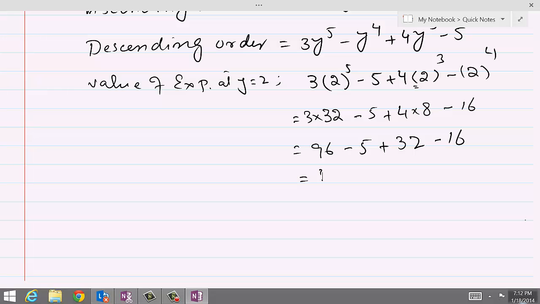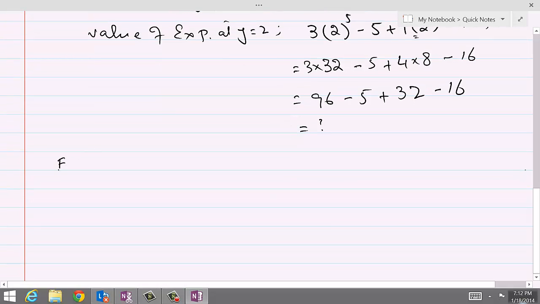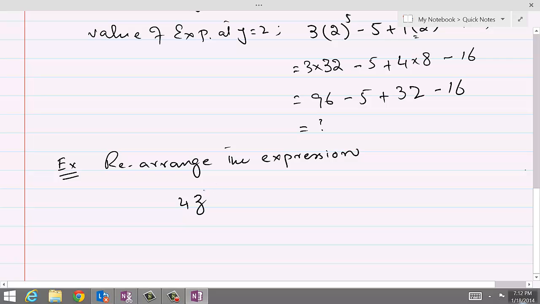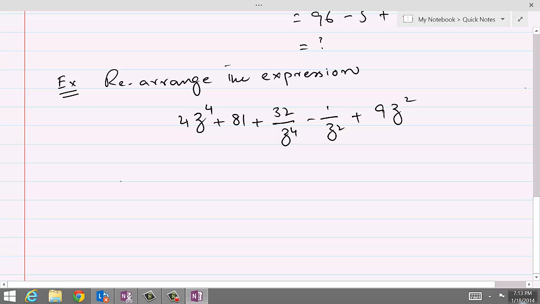And now let's do another question. In this question we have: rearrange the expression z power 4 plus 81 plus 32 over z4 minus 1 over z square plus 9z square in ascending and descending order.